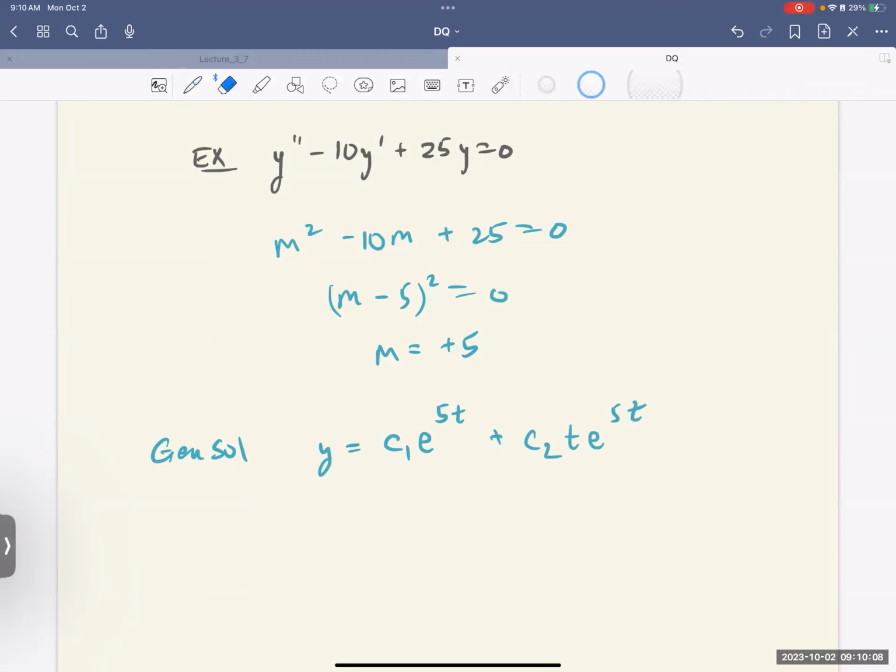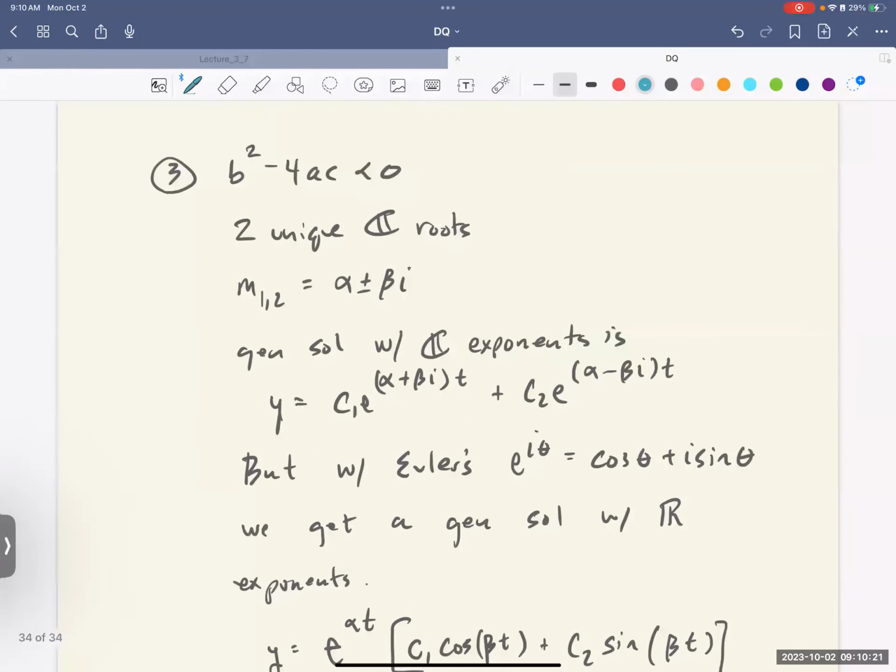Hopefully you can tell that if we took out that t, then these two terms would be linearly dependent because they are the same. And we can't have that, so we need to throw in an extra t for the general solution. Okay, the last one, more complicated, but not bad.